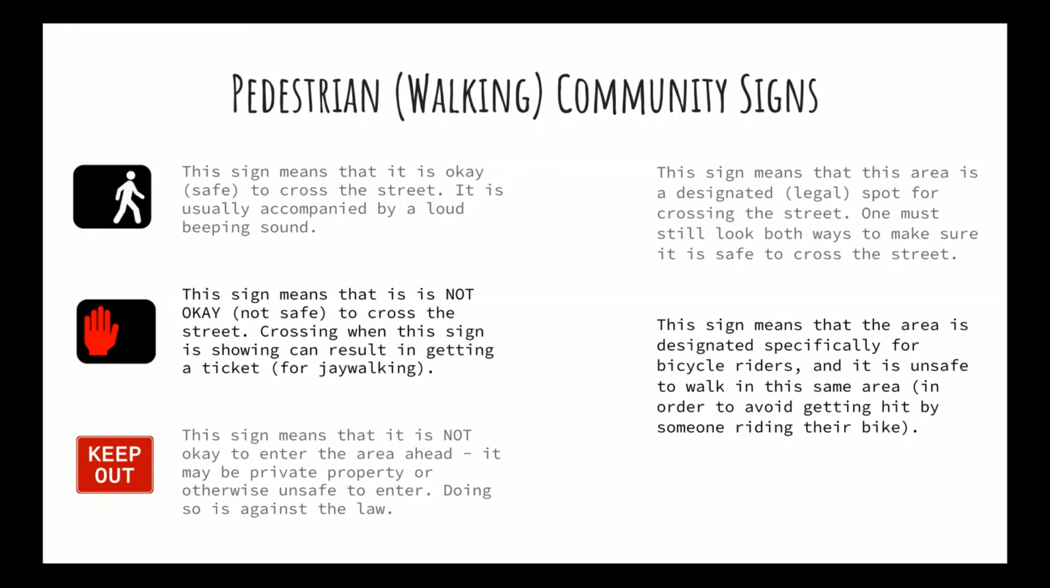The next sign means that this area is a designated or legal spot for crossing the street. One must still look both ways to make sure it is safe to cross the street. This is the pedestrian walking sign.